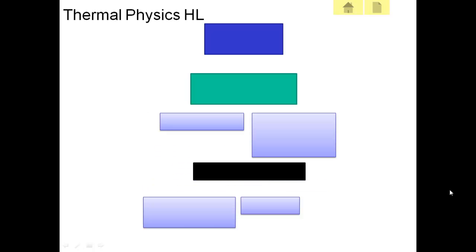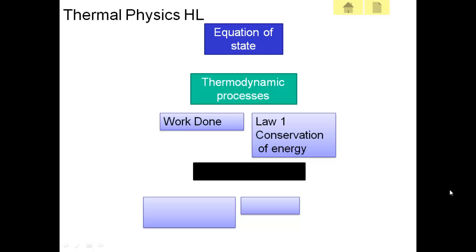This should take less than 6 hours. In this thermal physics level we will be doing the equation of state, thermodynamic processes, work done, the conservation of energy, which is the first law of thermodynamics, PV diagrams, many of those, the second law of thermodynamics, which is heat goes from hot to cold, and then finishing with entropy, which is the last hour.